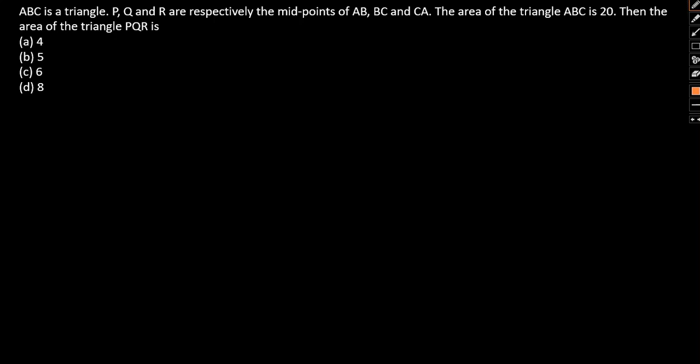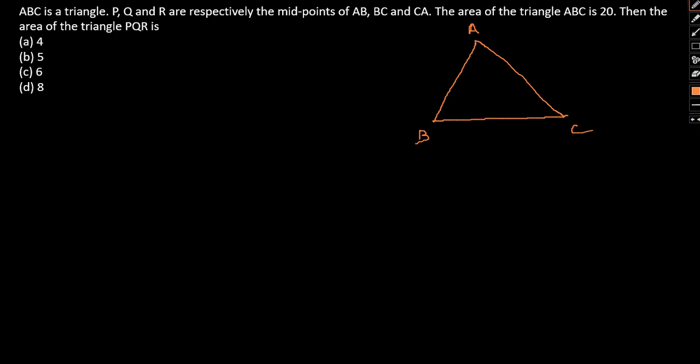It is given that ABC is a triangle and P, Q, R are respectively the midpoints of sides AB, BC and CA. Then the area of the triangle ABC is 20. Then the area of the triangle PQR is? So let's draw a triangle. Since there is no specified mention of any kind of triangle, let's take a triangle, say A, B, C. Let this be an equilateral triangle.